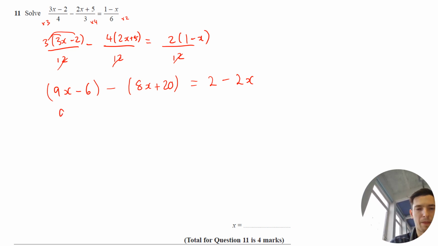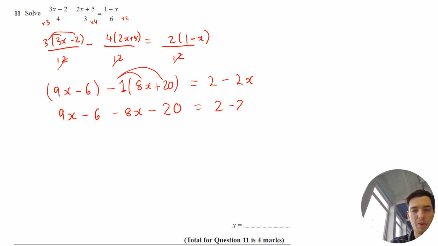Now let's get rid of my brackets. I need to be careful here. We've got 9x minus 6. Now imagine there's a hidden 1 in front of the brackets. So minus 1 times 8x is minus 8x. And minus 1 times 20 gives me minus 20. Equals 2 minus 2x. Collect like terms. So I've got 9x minus 8x, that's just x, and minus 6 minus 20, minus 26, equals 2 minus 2x.